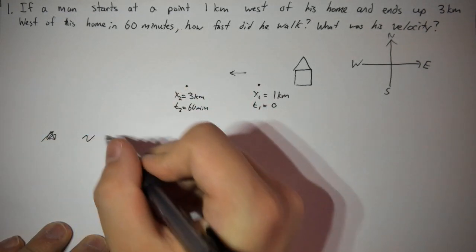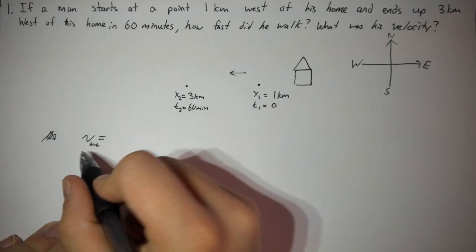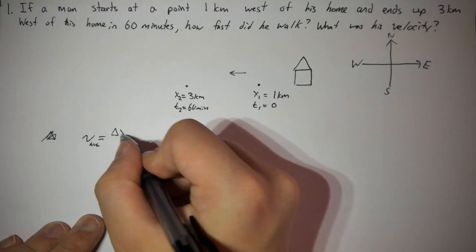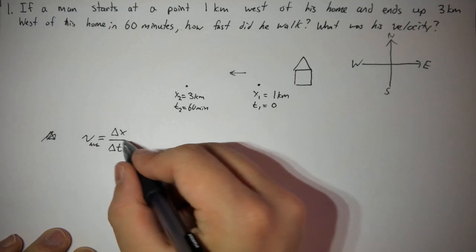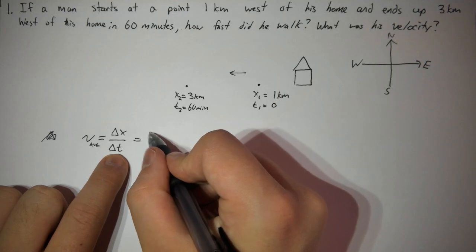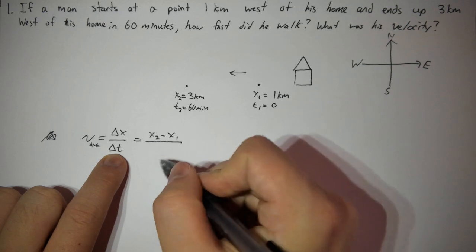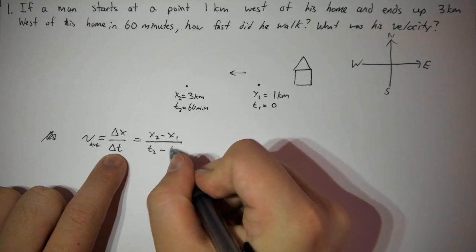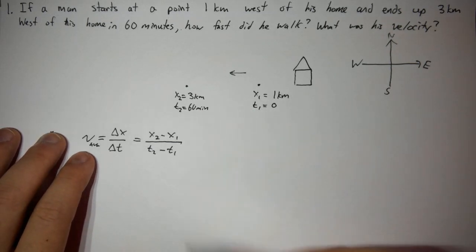The average velocity is equal to delta x over delta t. So that's our central equation. Now this is the difference in displacement, or difference in position, divided by the difference in time. And we can just plug our numbers in here.